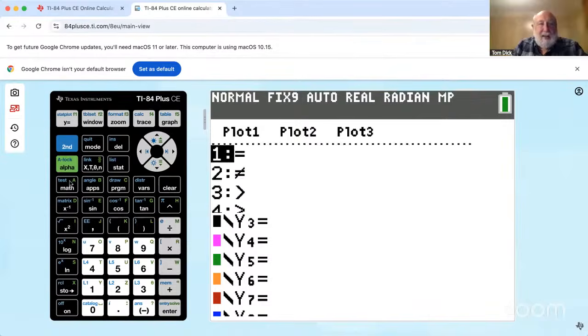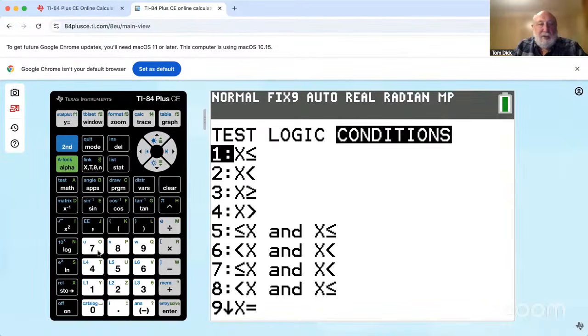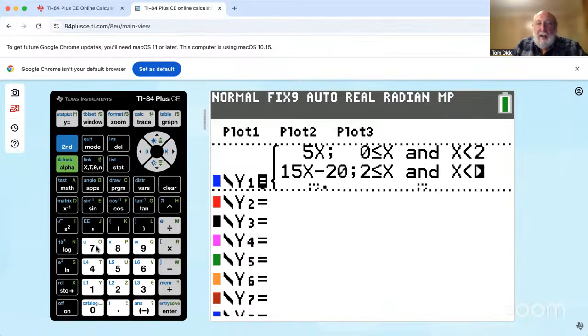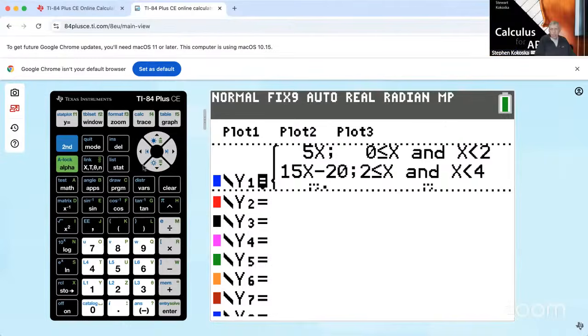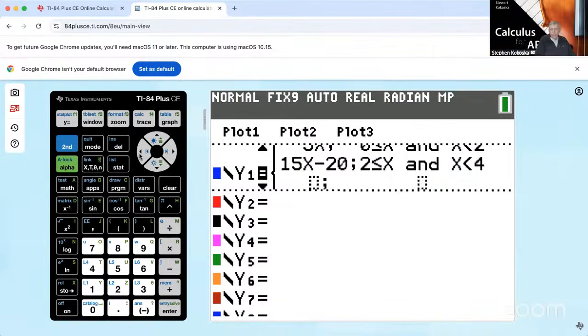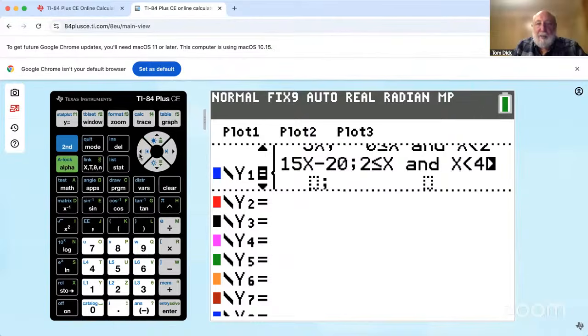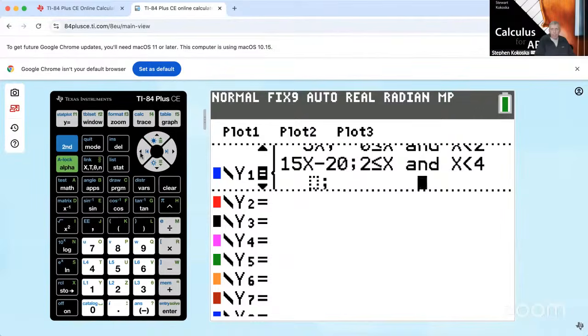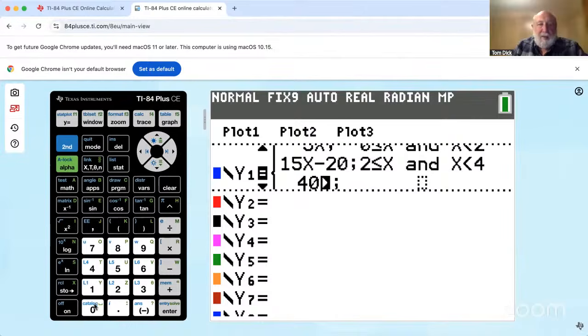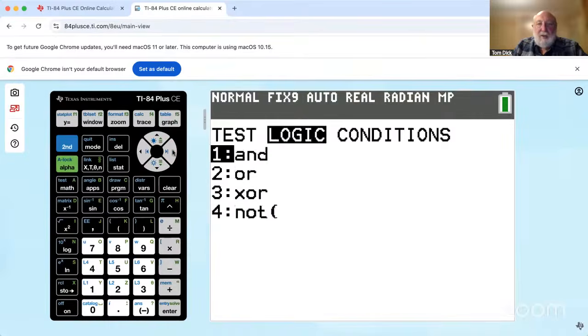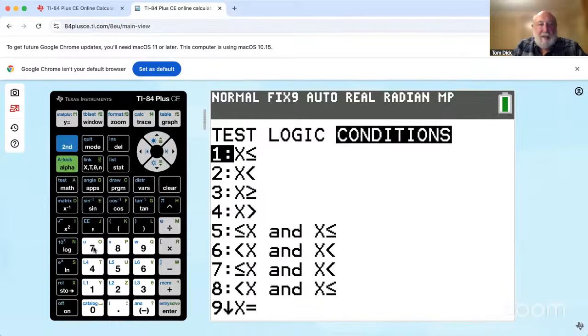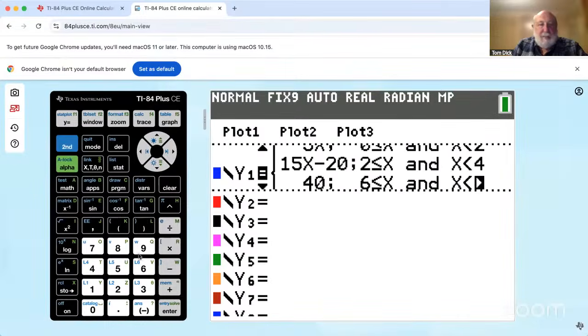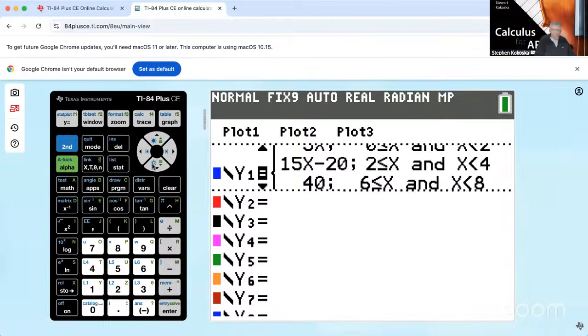And again, I'll hit that test menu, conditions. Let's hit number 7. And x will be less than, I think this is good up till 4. Yep, correct. And next piece here, this was the constant piece. So this was just 40. And that's going to be good from 6. Go to the test conditions, hit that number 7 again. 6 up to 8. Yep. See, you can really enter this fairly quickly.